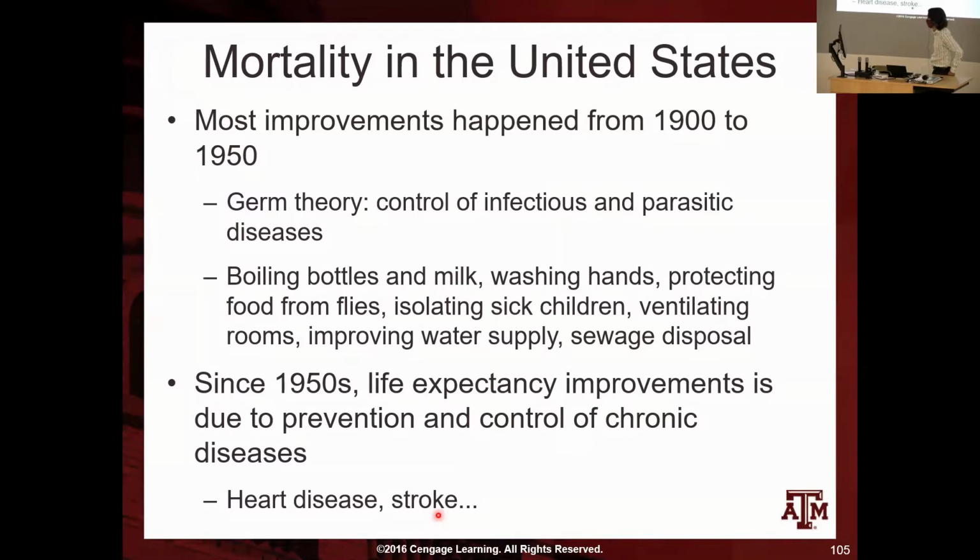Most improvements happened from 1900 to 1950, with control of infectious and parasitic diseases, through basic measures that people started to implement: boiling bottles of water and milk, washing hands, protecting food from flies, isolating sick children, ventilating rooms, improving water supply, and implementing sewage disposal. And since the 1950s, life expectancy improvements are due to the prevention and control of chronic diseases. So between 1900 and 1950, mortality declined mostly because the incidence of infectious and parasitic diseases declined over time. After that, you start to have a control of more chronic diseases, such as heart disease and stroke.